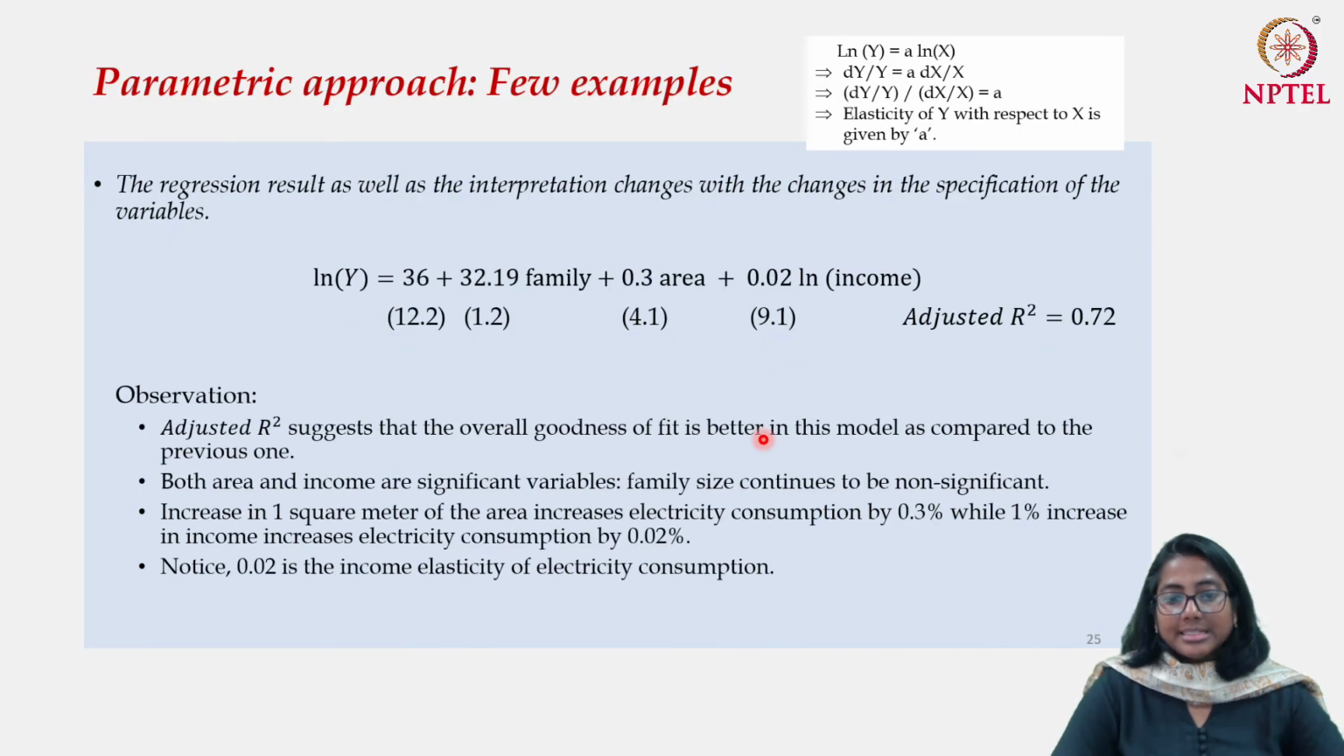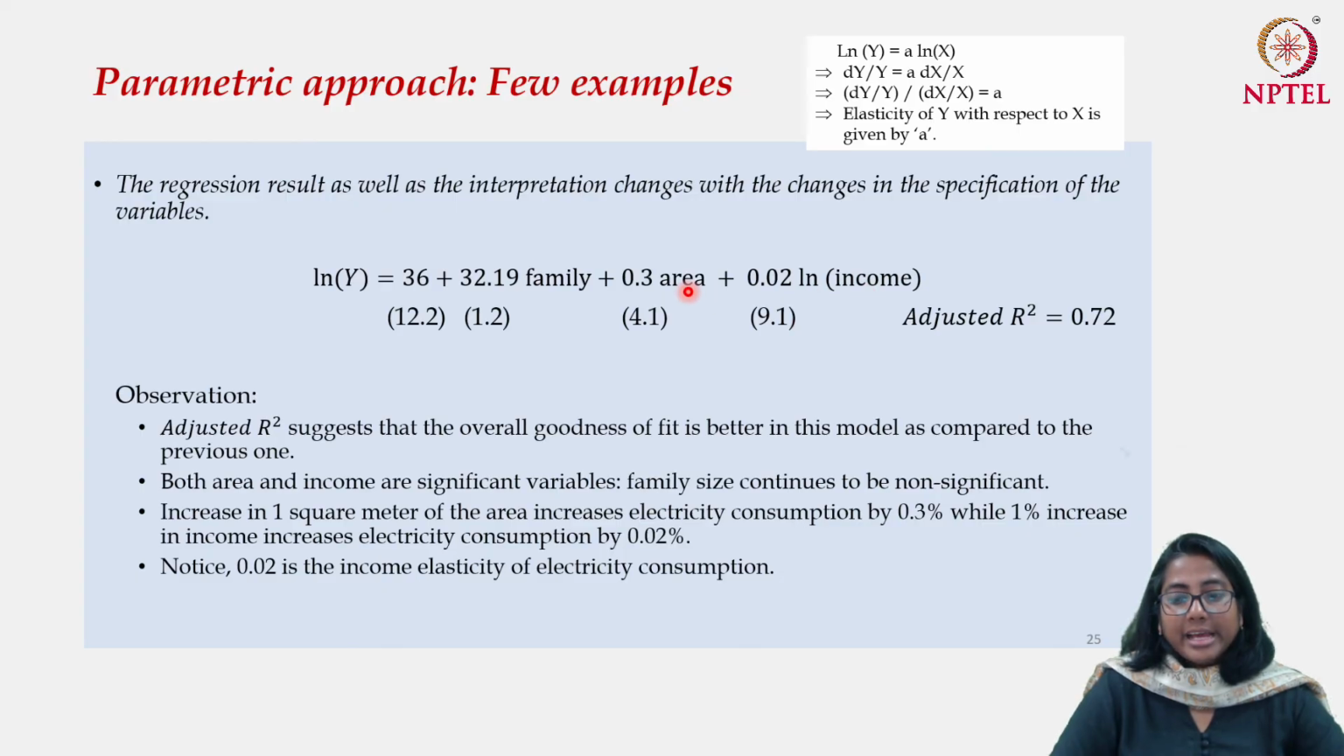The second example uses the same kind of explanatory and dependent variables. However, the functional forms are tweaked a bit. Instead of using the energy consumption, we are using the log of energy consumption. And here you have family size as you had, you have area as you had, and instead of using income, we are using log of income. So here now what you see is that other than area, log of income also becomes significant.